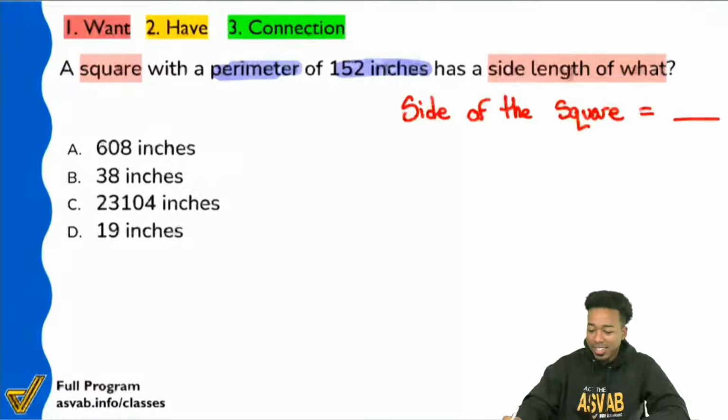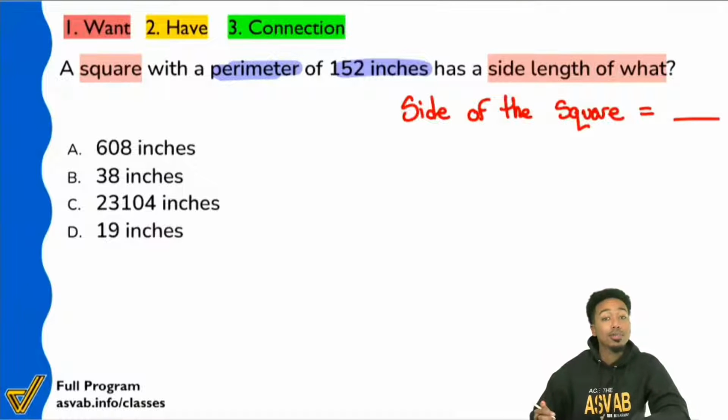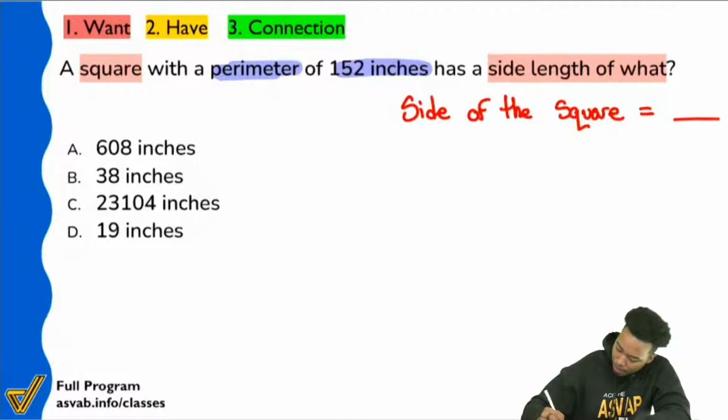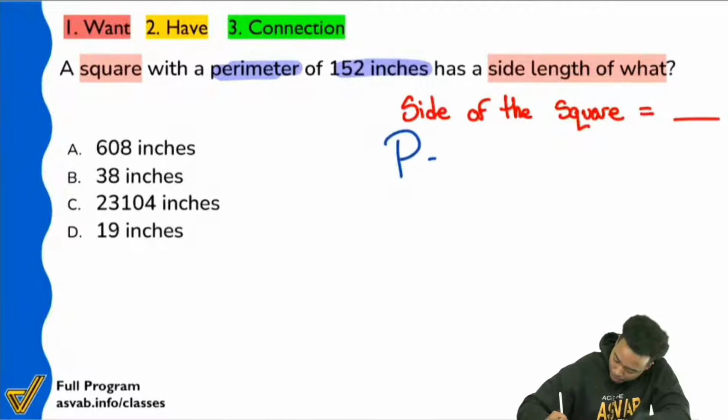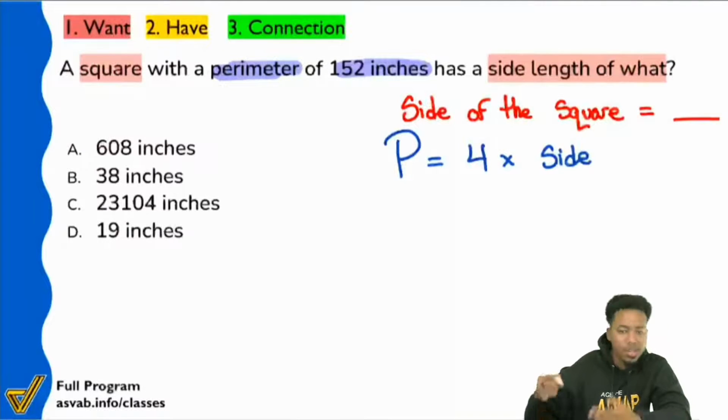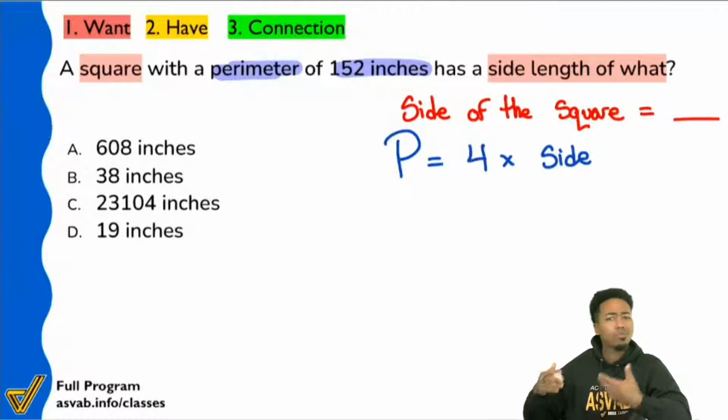Thank you, Delilah. Thank you, Landa. Yep, perimeter equals 4 times the side. So let's write that down. Let's not play around with it. Perimeter equals 4 times the side. Now, a lot of people ask, where does that come from? How do I know? How am I supposed to memorize that?